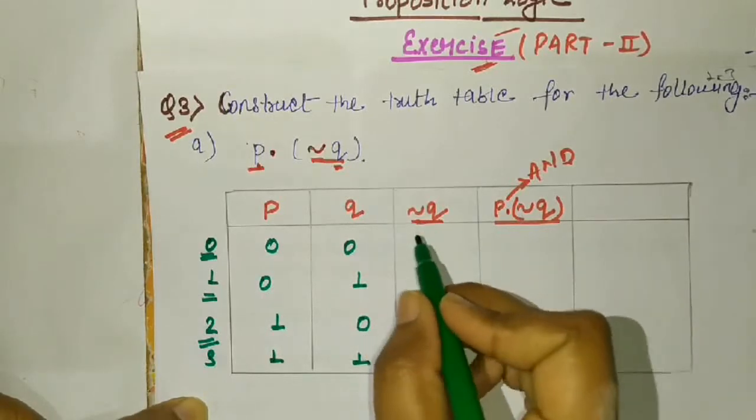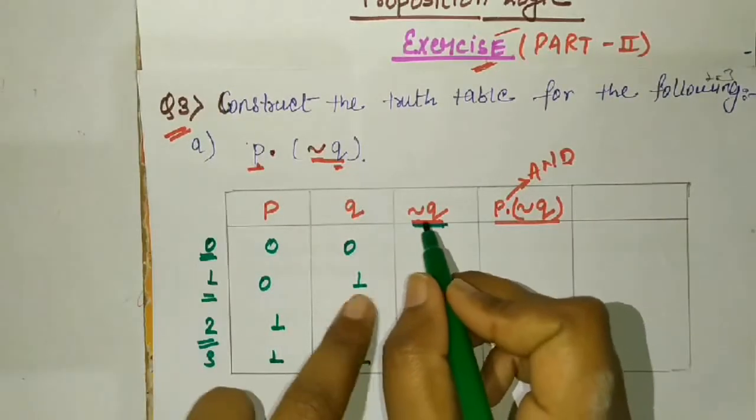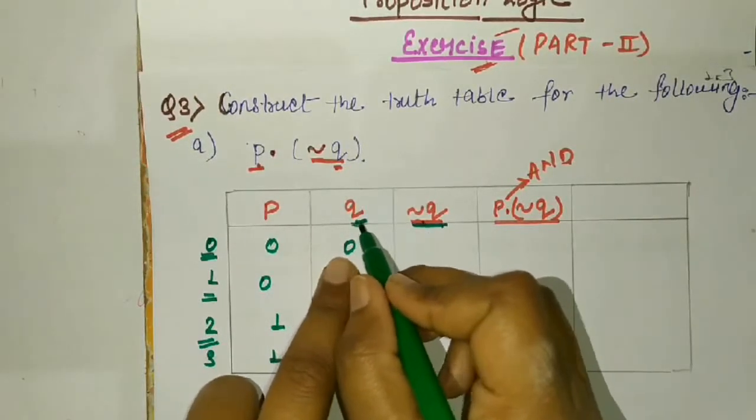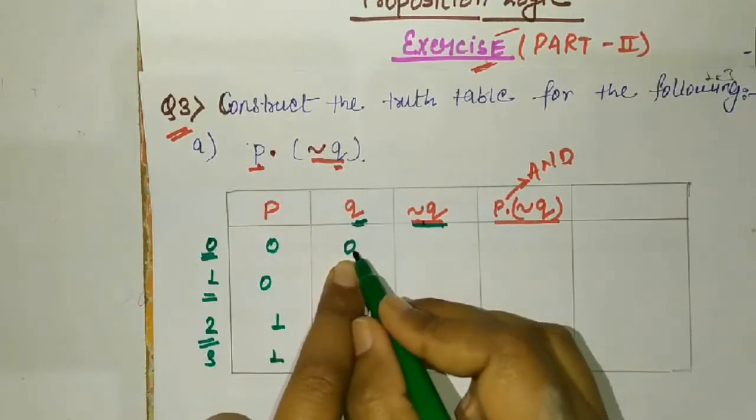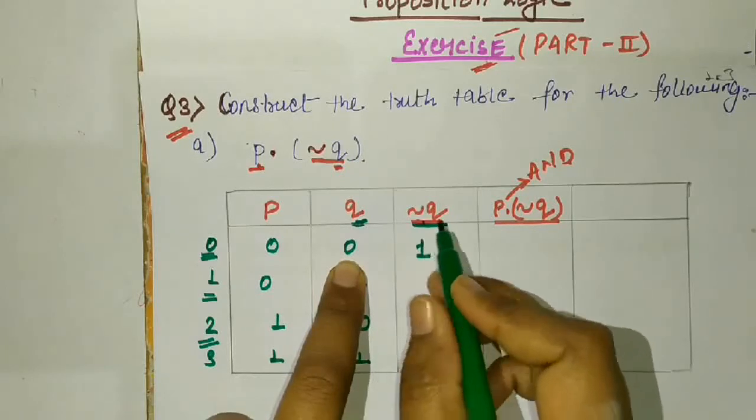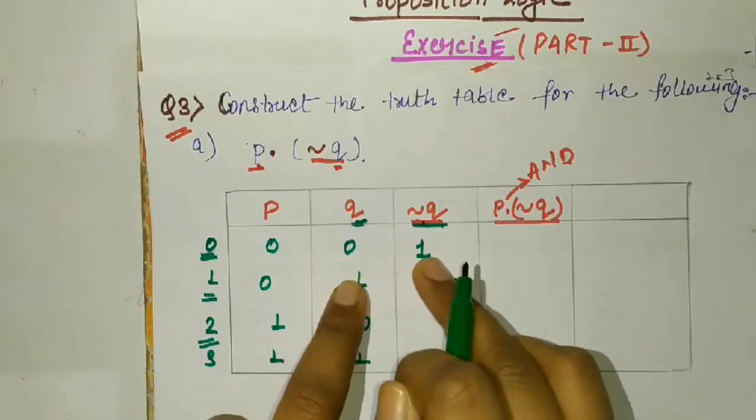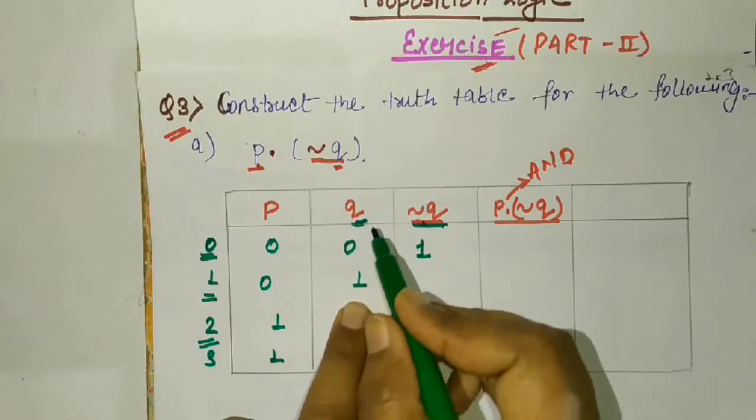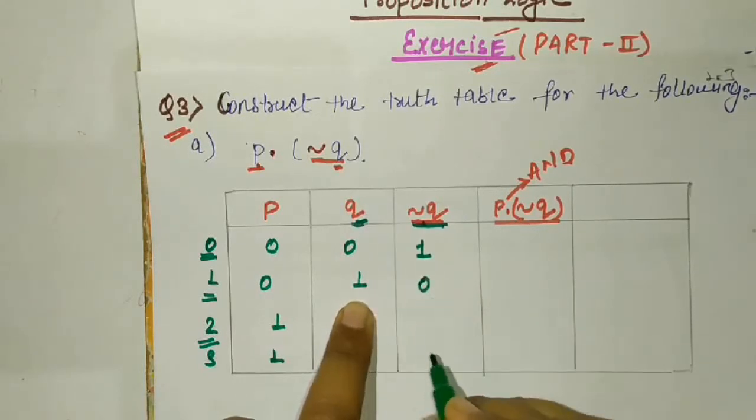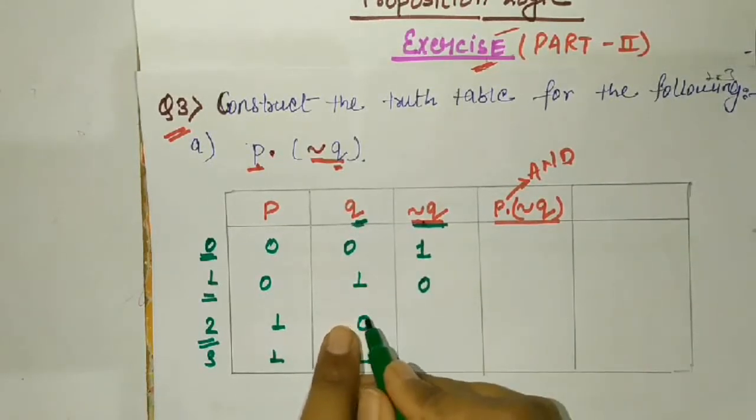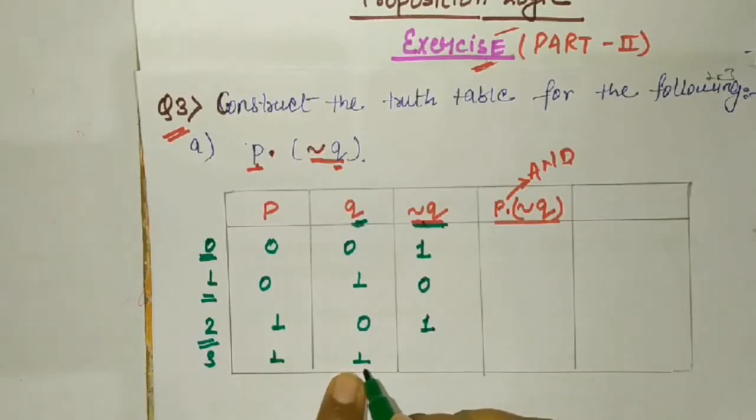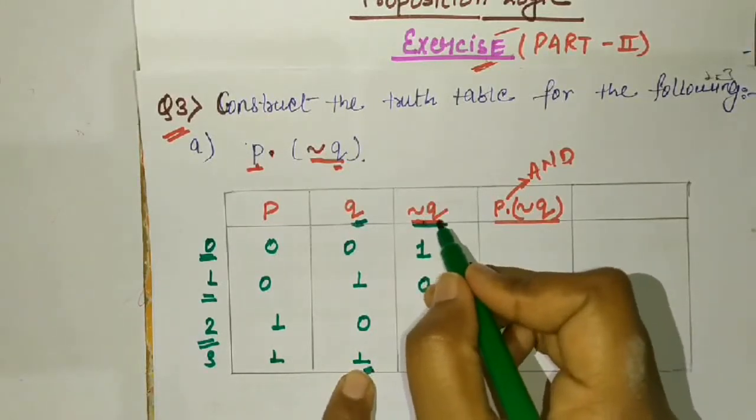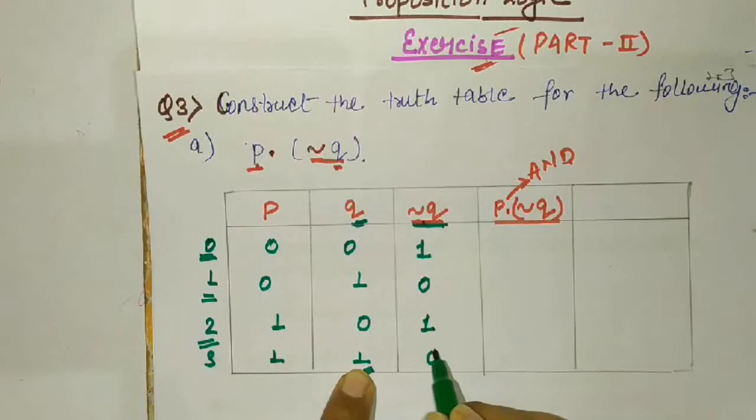So firstly, we find the negation of Q. Negation of Q means the opposite value of Q. So the first value of Q is 0, so the negative value of 0 is 1. Second one is 1, so the negative value of Q is 0. Then the value of Q is 0, so the negative value of Q is 1. Then the value of Q is again 1, so the negative value of Q is 0.